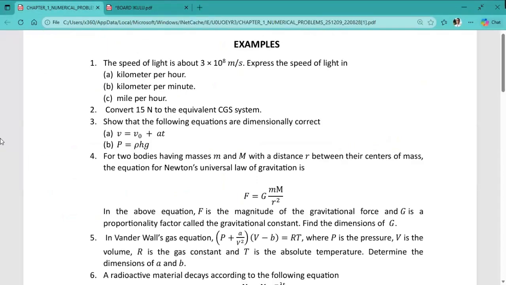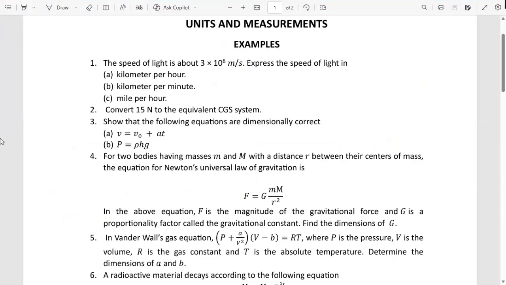And question 4 is saying, for two bodies having mass m and capital M with a distance r between their centers of mass, the equation for Newton's universal law of gravitation is F being equal to G, two masses multiplied over r squared. In the above equation, F is the magnitude of the gravitational force and G is the proportionality factor called the gravitational constant. Find the dimensions of G.